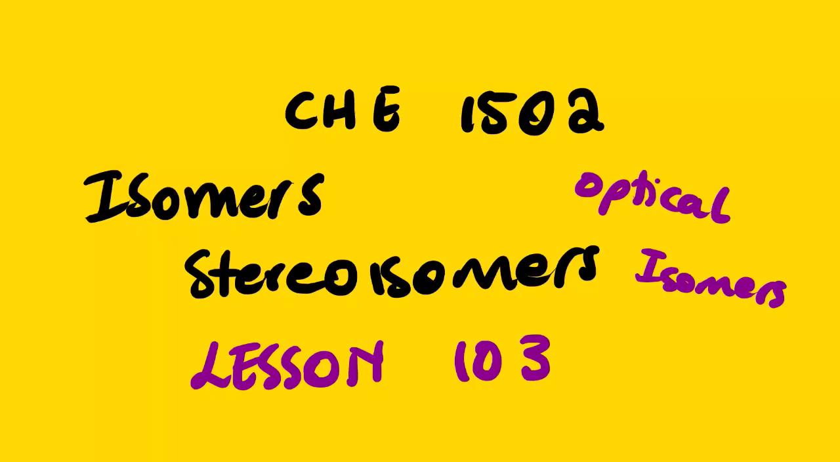Our lesson for today will be looking at Chemistry 1502. The topic for today is isomers. We'll be looking at stereoisomers, focusing on optical isomers. Lesson 103, let us start.